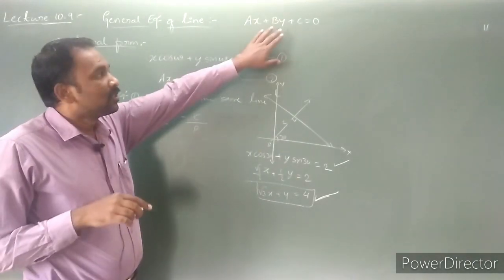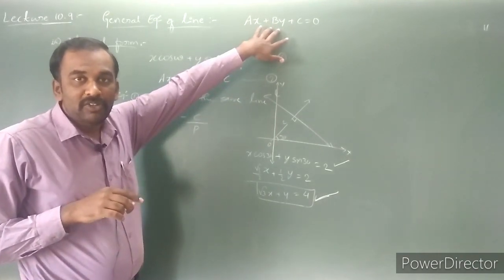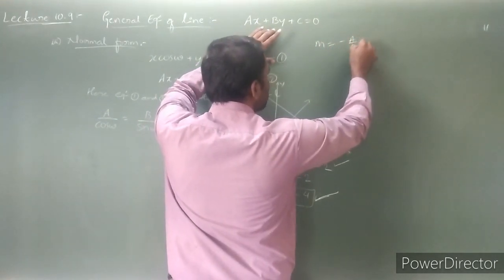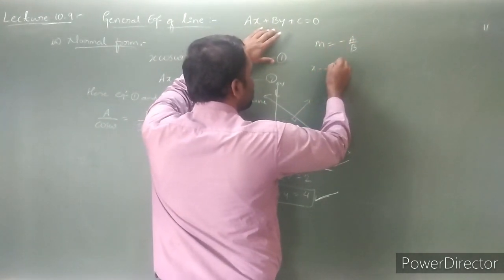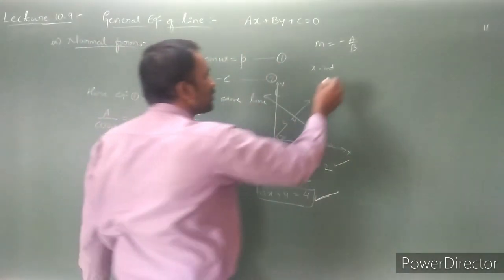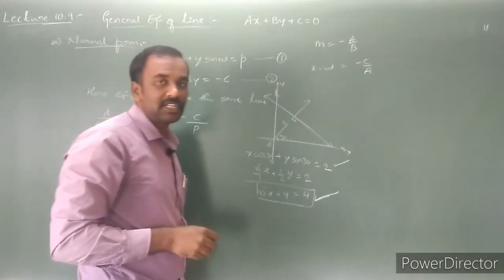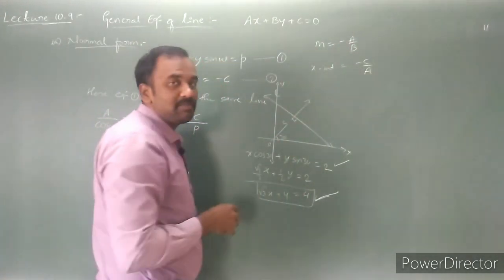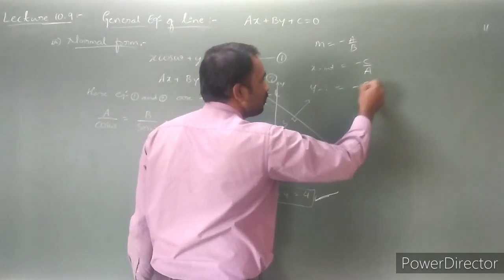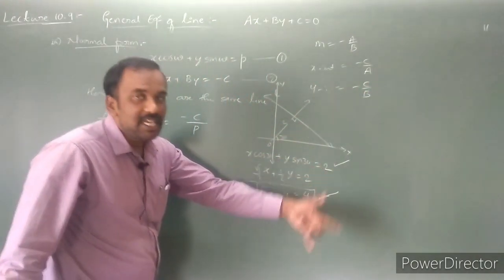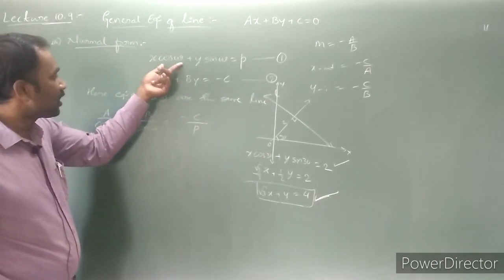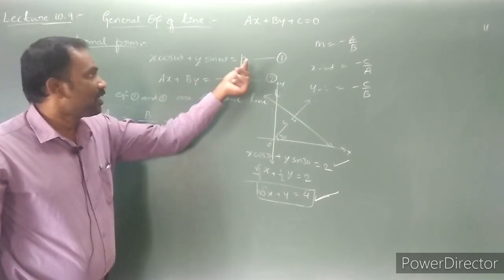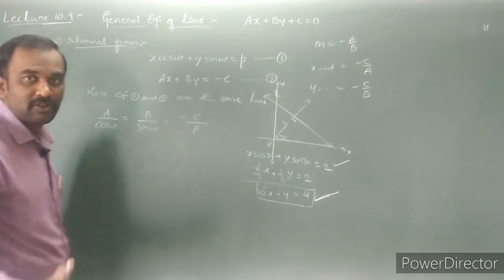Why? Because for this general equation, if you want to get the slope, how do you find it? The slope is equal to minus a by b. If you want the x-intercept, how to write it? The x-intercept is minus c divided by a. That is the slope in terms of a and b, the x-intercept in terms of ABC, and the y-intercept in terms of ABC. Have you got it? In the same manner, I want to get the cos omega value in terms of ABC, the sin omega value in terms of ABC, and the p value in terms of ABC. Have you got my point?